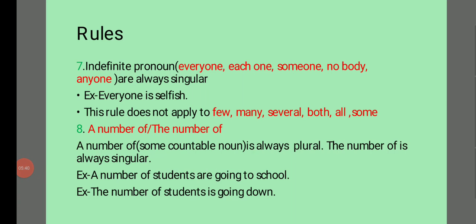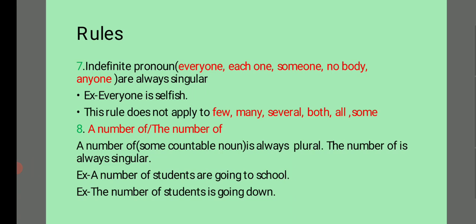So when we say a number of, unlimited, there is no particular counting, so it is plural. And when we say the number of, तो एक से ज़्यादा की हम बात कर रहे हैं, लेकिन एक पर्टिकुलर फिक्स्ड ग्रुप की हम बात कर रहे हैं. That's why it is considered as a singular subject.